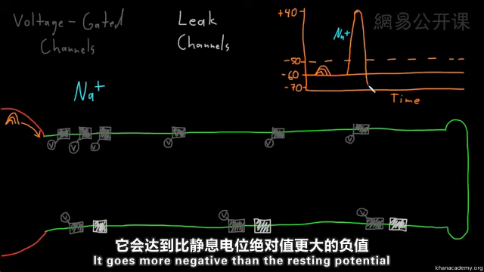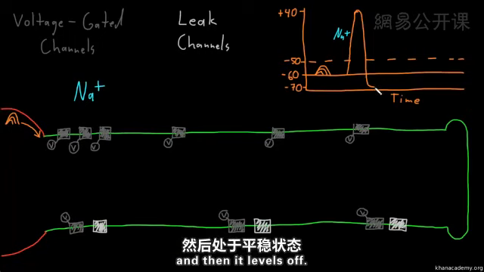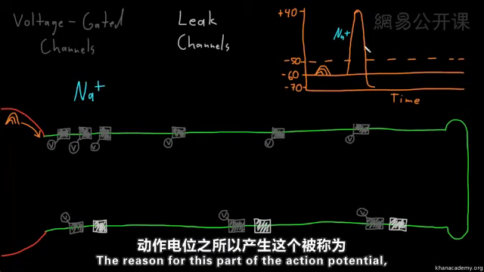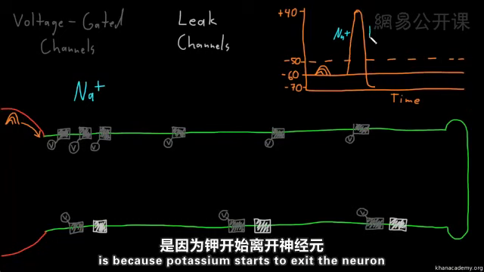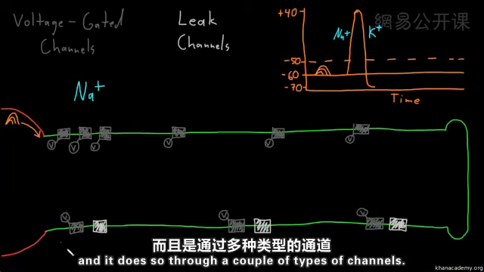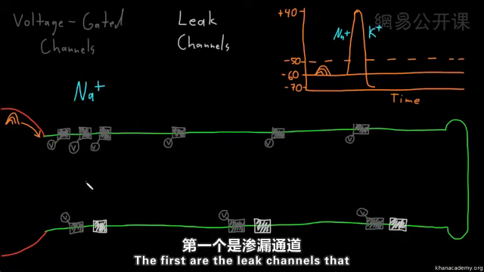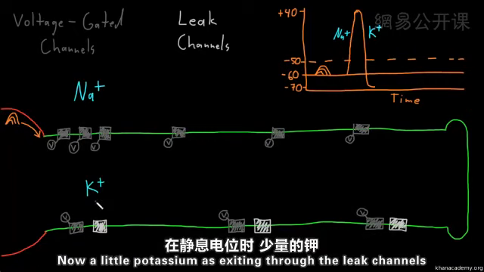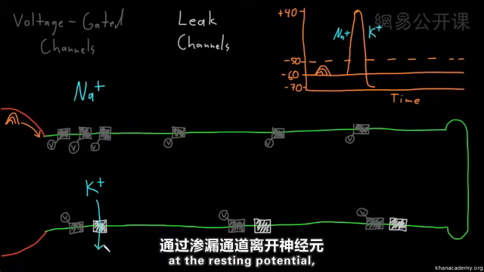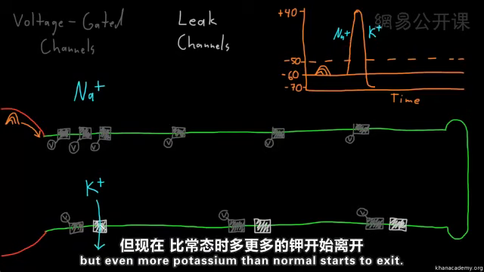It goes more negative than the resting potential, and then it levels off. The reason for this part of the action potential, which is called the falling phase, is because potassium starts to exit the neuron, and it does so through a couple of types of channels. The first are the leak channels that we talked about when we talked about the resting membrane potential.